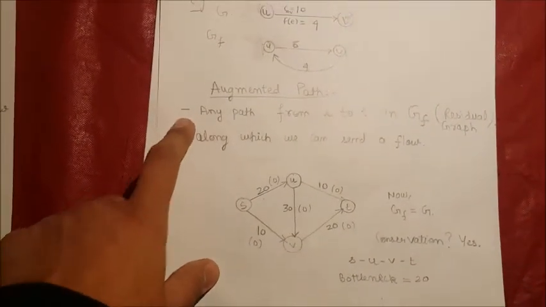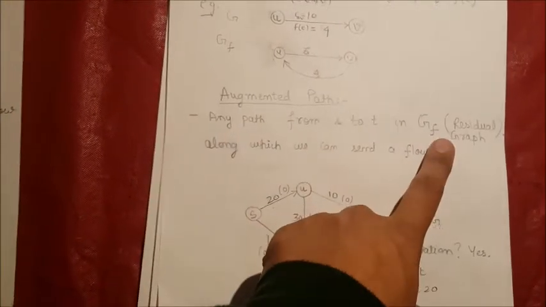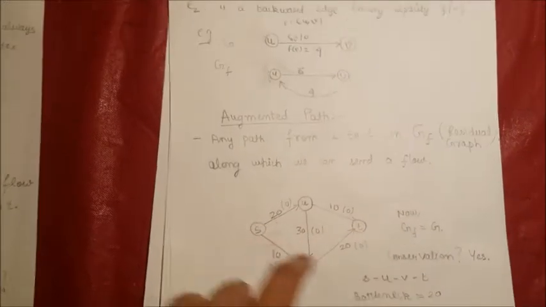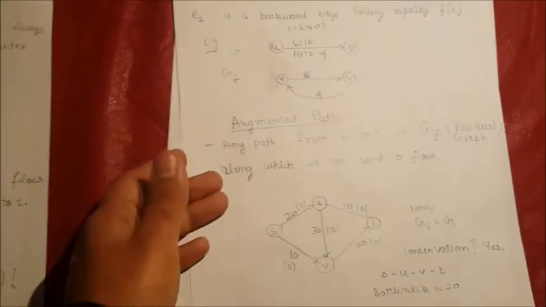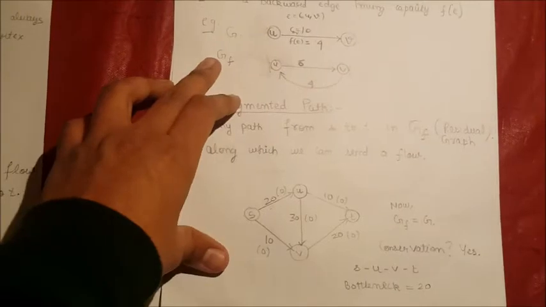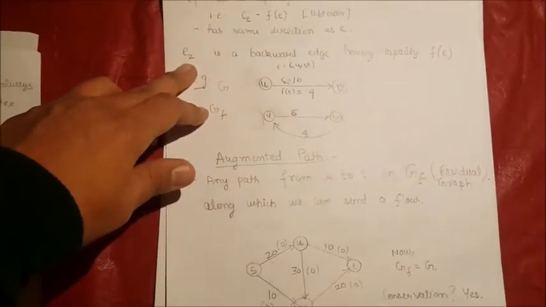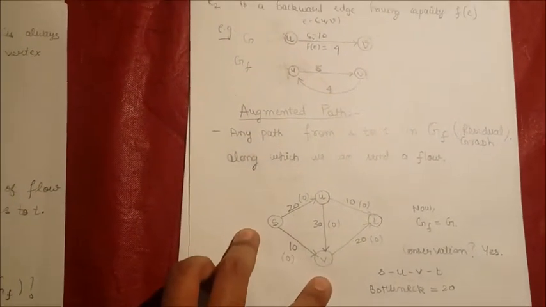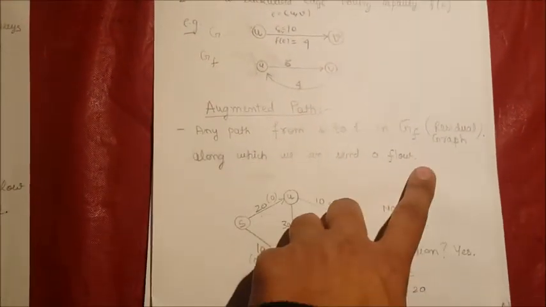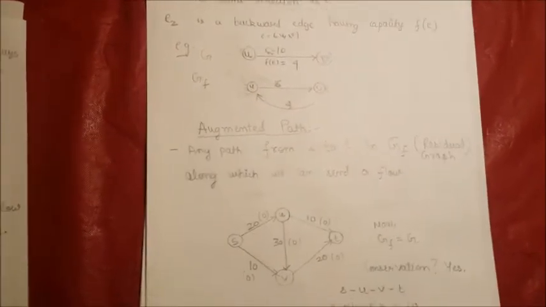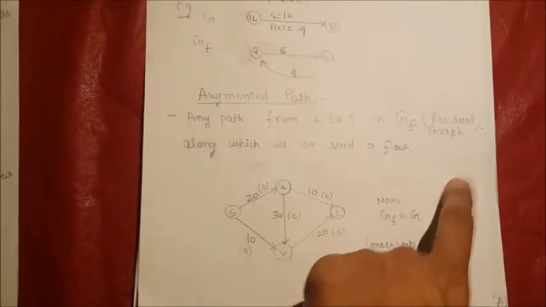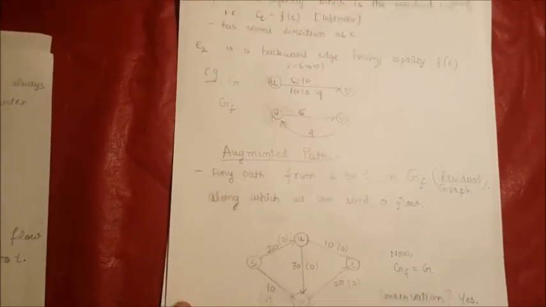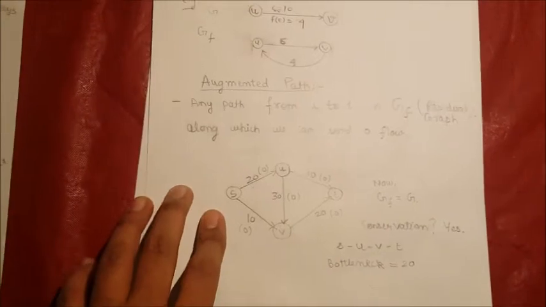So I define my augmented path as any path from S to T in the residual graph along which we can send a flow, which means that it has non-zero capacity. Once I create my residual graph by creating two edges for every edge, I have a certain graph that I call a residual graph, and I find any path from S to T in it and I call it an augmented path. Now how does this help? Let me try to explain with an example.